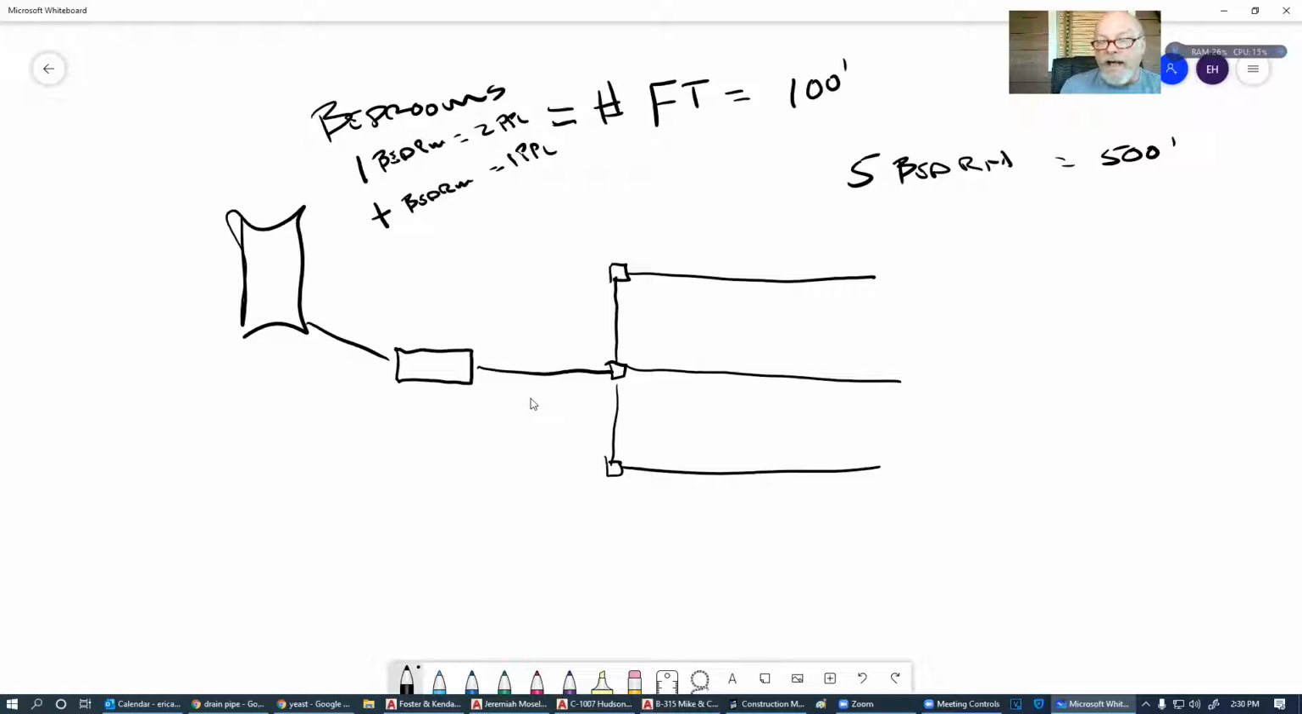Remember what I said? We took a house that had 2 bedrooms, and we added 3 other bedrooms. Before it was 200 feet. Now we had to add on 300 feet to make it 500 feet.